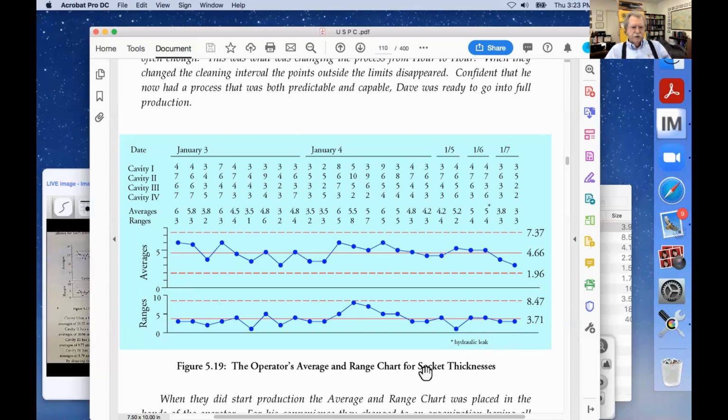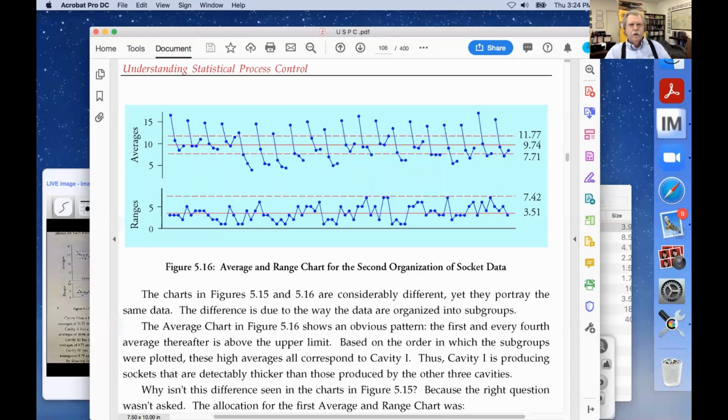I'll go back to page 106. On page 106, the cavity-to-cavity differences are between, and the hour-to-hour differences are between. The only thing that is within is cycle to cycle to cycle. What's the average cycle to cycle range? 3.5. That's the average difference shot to shot in the same cavity.